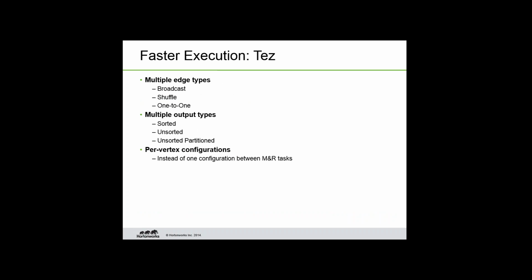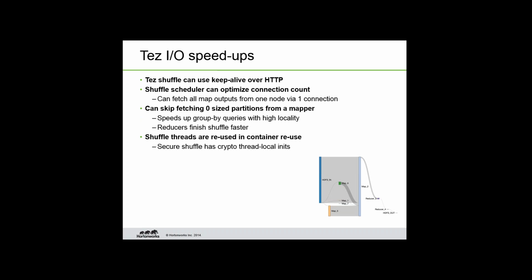For faster execution, Tez has multiple edge types available: broadcast, shuffle, and one-to-one joining, with multiple output types such as sorted, unsorted, and unsorted partitioned. Per-vertex configurations are also available, instead of one configuration across the MapReduce tasks. Tez is basically for I/O speedup operations.